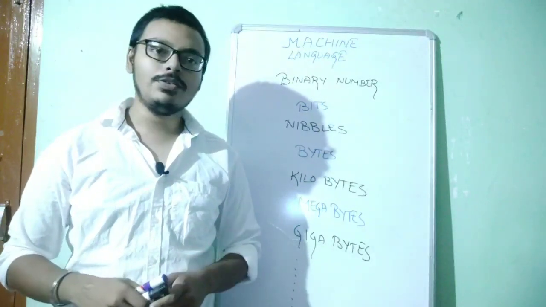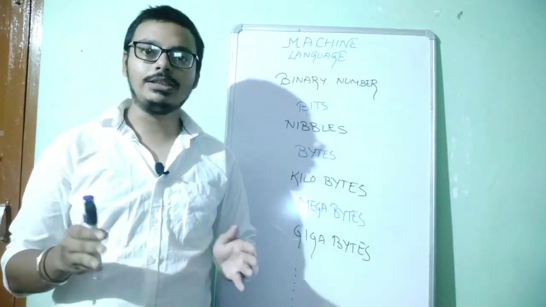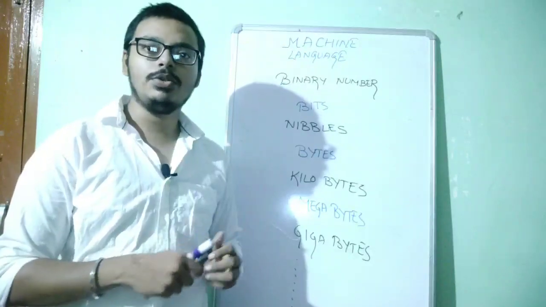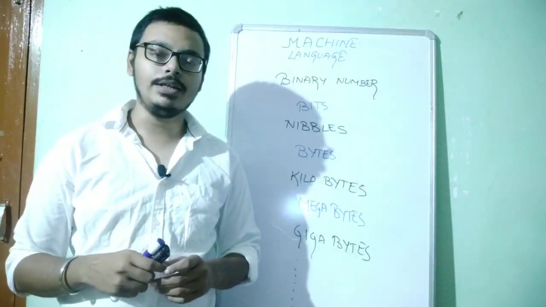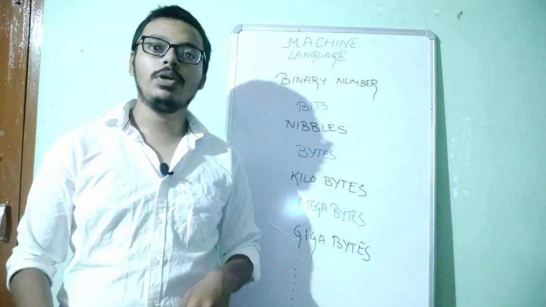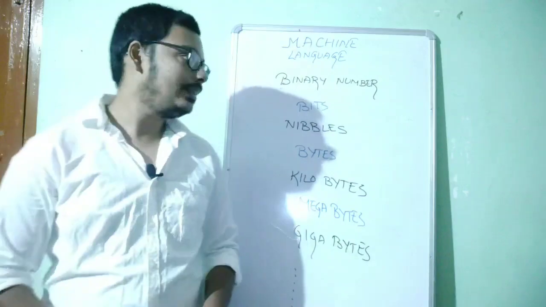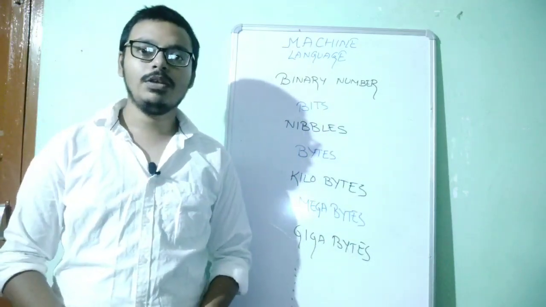So in our last video we have discussed in what form the data or instructions are stored in a computer. Then we discussed the machine language and the binary number, right? So in this video we'll discuss broadly about the binary number, and these are the topics that we are going to cover in this video. So let's begin.